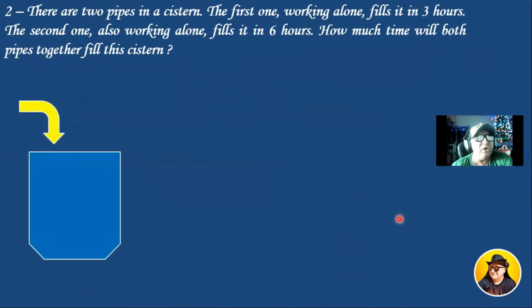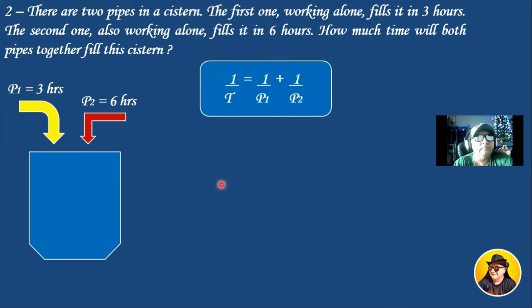Okay, a figure. So we have pipe 1 in 3 hours. It works in 3 hours. Pipe 2, it works in 6 hours. All right, you can see that pipe 1 is larger than pipe 2. Okay, and 1 over t is 1 over P1 plus 1 over P2. Both are pipes, so both are positive. We have no drains, so we have no negative fractions.